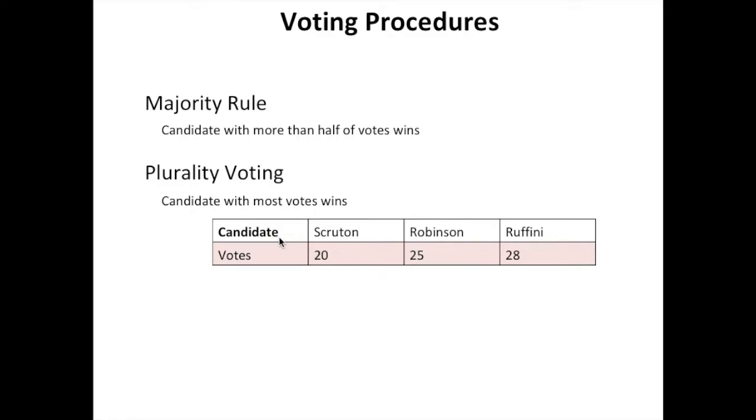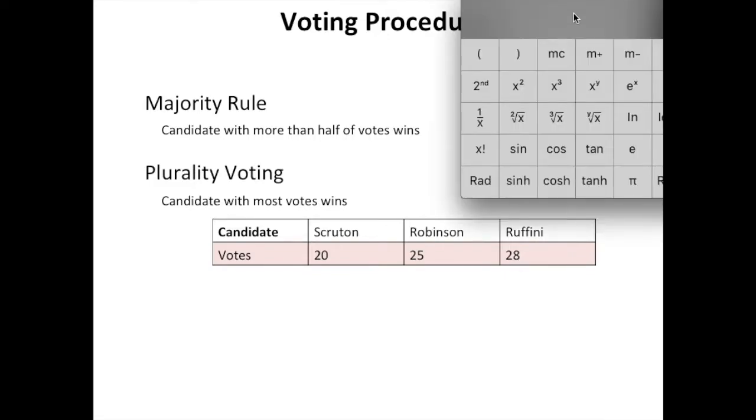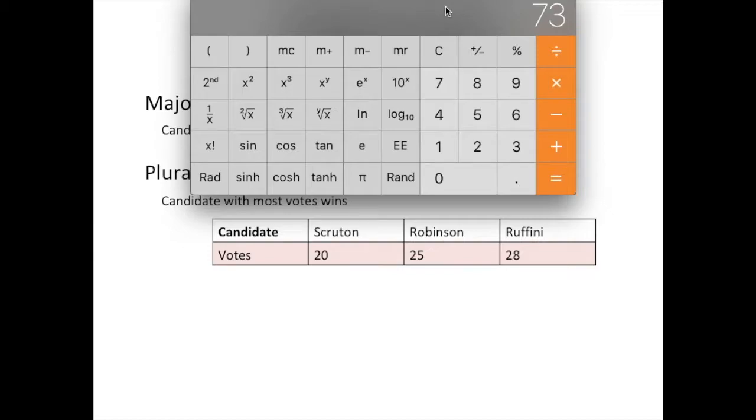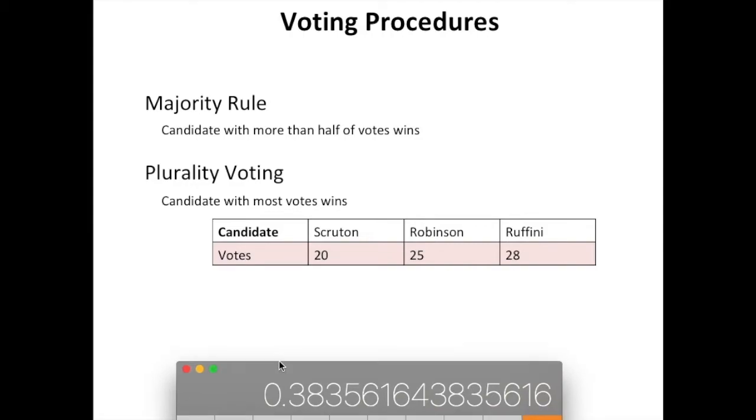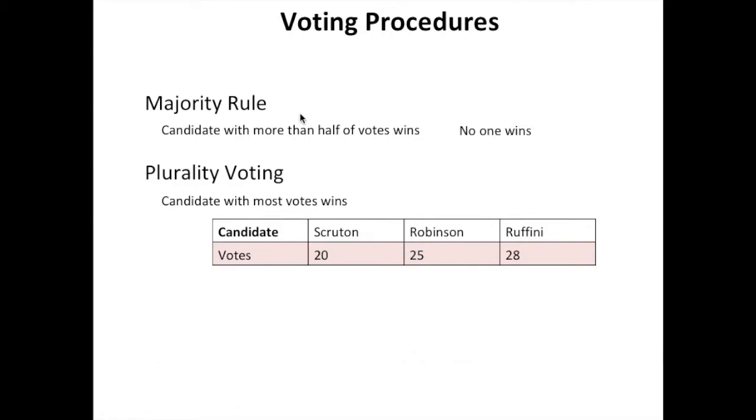Well, imagine if there was a vote between the three math teachers, Mr. Scruton, Ms. Robinson, and Ms. Ruffini. Mr. Scruton gets 20 votes. Ms. Robinson gets 25 votes, and Ms. Ruffini gets 28 votes. Notice nobody has a majority. There are 73 votes in all. Ms. Ruffini has the most, she has 28 out of 73. So 28 out of 73 is only 38% of the vote. So she doesn't have the majority, so she can't win. No one wins with majority rule, but with plurality voting, the candidate with the most votes wins, which would be Ms. Ruffini.